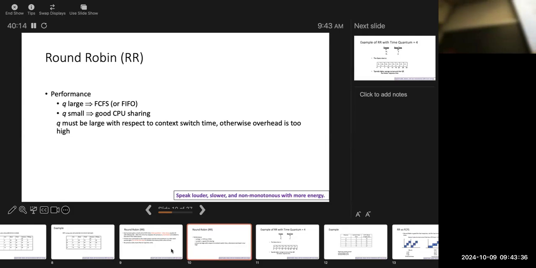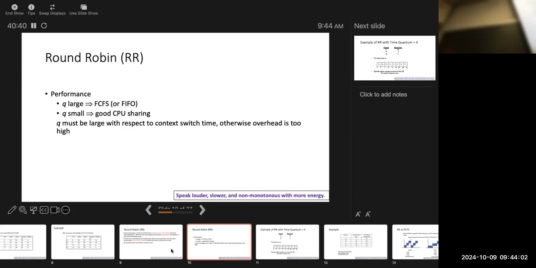What we were talking about is whether there is any lower limit on the value of Q, or quantum time size, for each process. We said that it should be larger than the context switch overhead, the time taken to complete the context switch between two processes. You remember how context switch works, right?